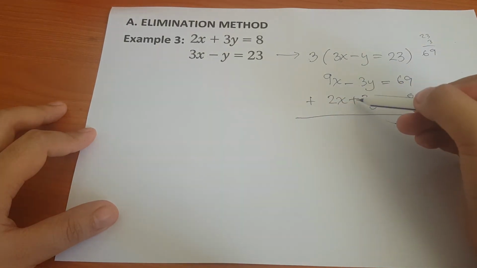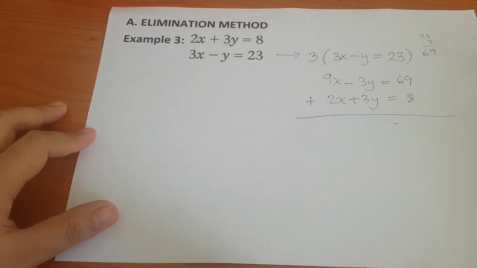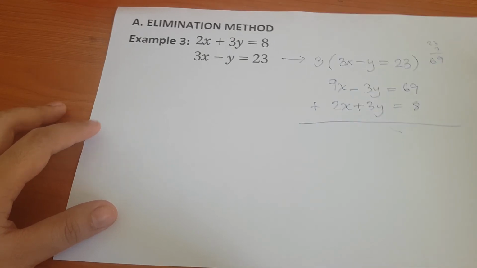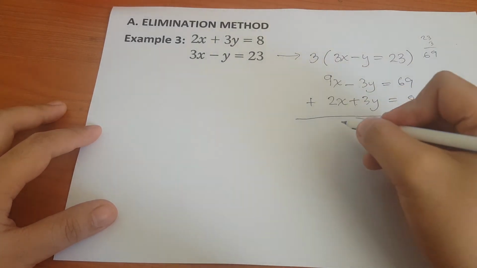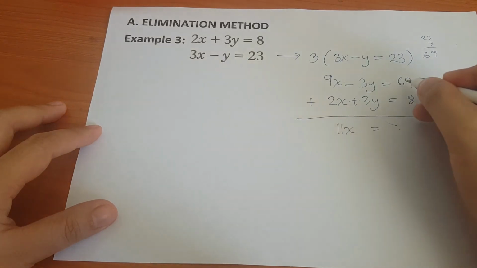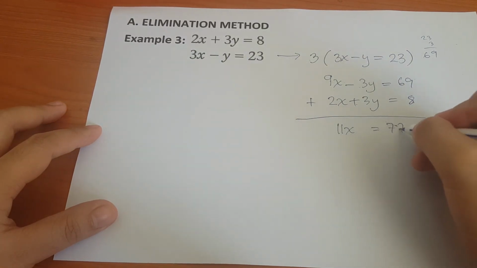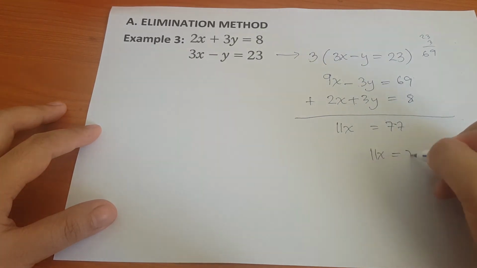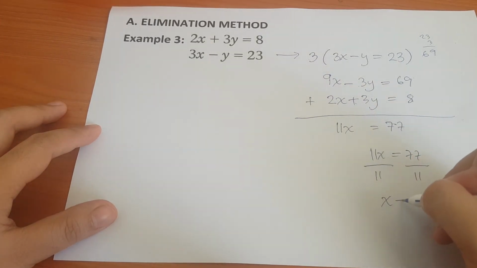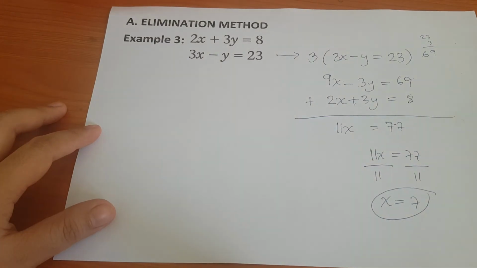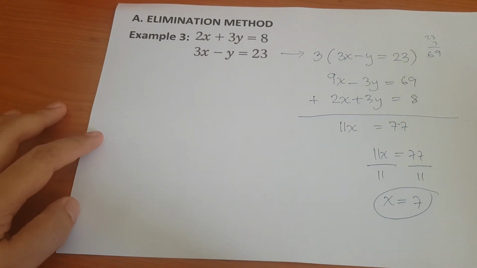So see, minus 3y plus 3y will be 0, which is your goal. 9x plus 2x is 11x. 69 plus 8 is 77. 11x equals 77. Divide both sides by 11, so x is 7. So we have solved the value of x.